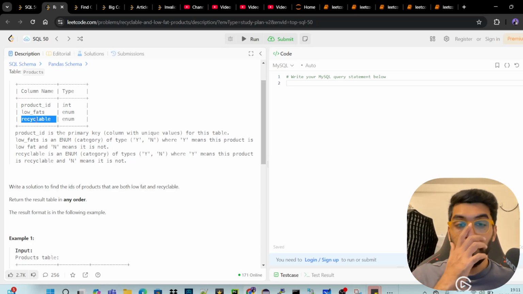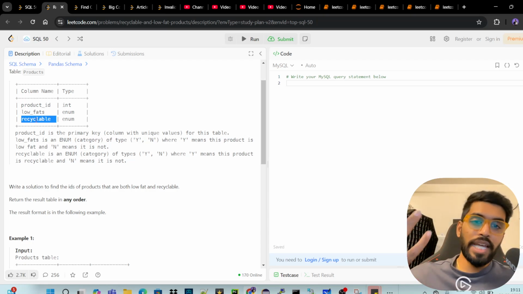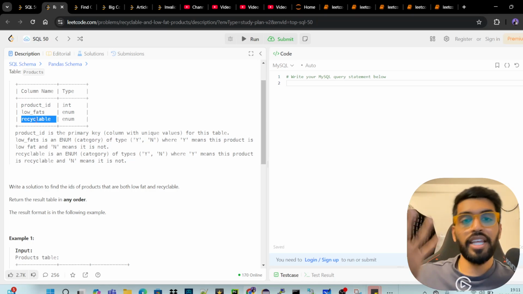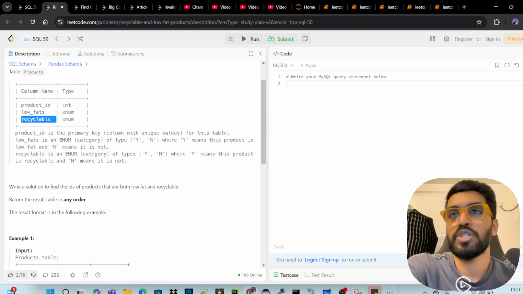Generally, if you go to some departmental store, when you pick a product from the shelf, you will turn the product around and see some information, like the fat information and whether the packet is recyclable or not. So this information will be there, right?